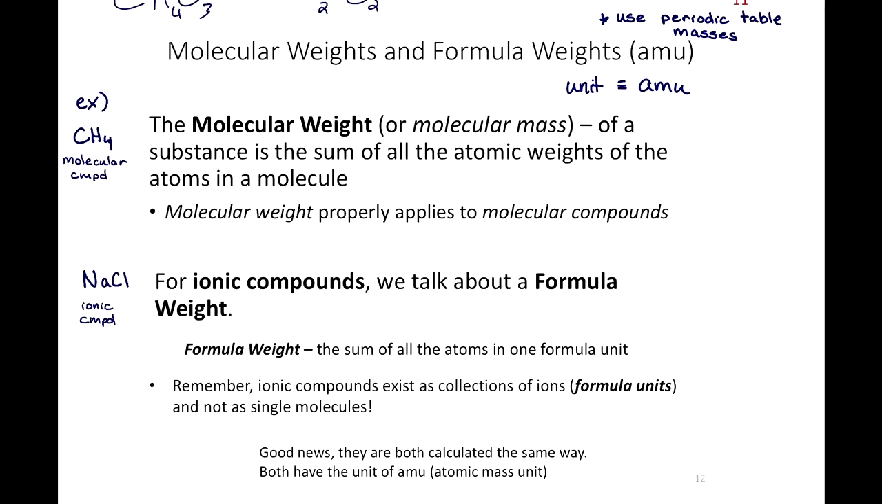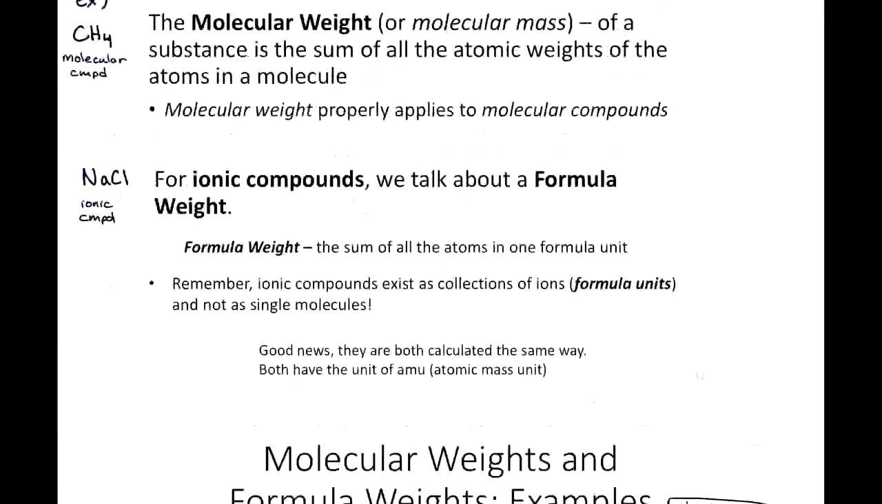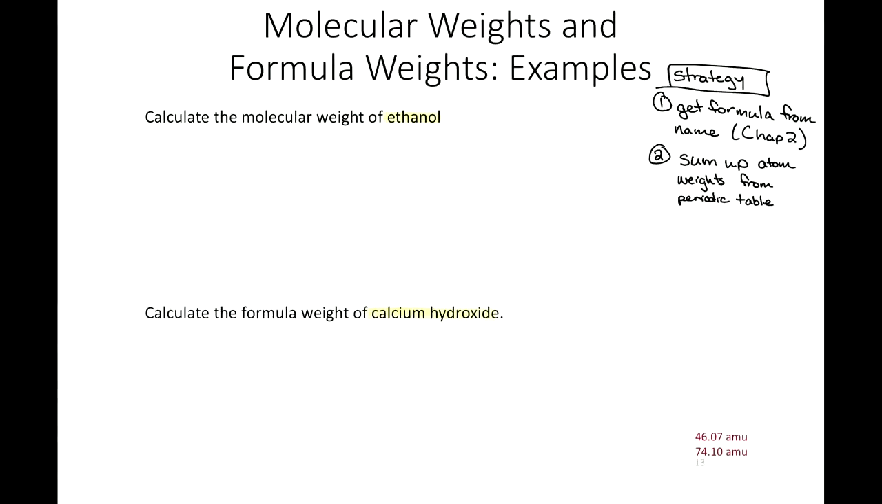They're actually calculated the same, but again, I wanted to showcase that molecules versus ionic compounds, their structures are different. We name them differently. They even technically have different names for these weights, but we calculate them the exact same. We just use those periodic table masses in the unit of AMU, which stands for atomic mass unit. So let's do it. All right, let's calculate the weights of ethanol and calcium hydroxide.